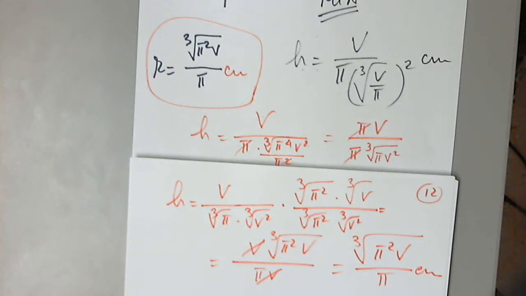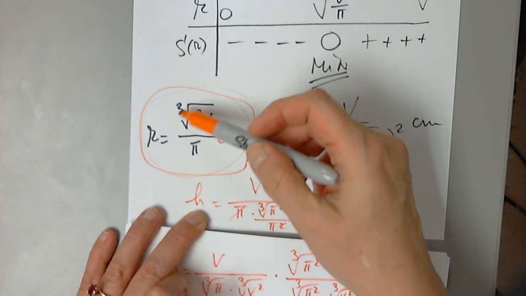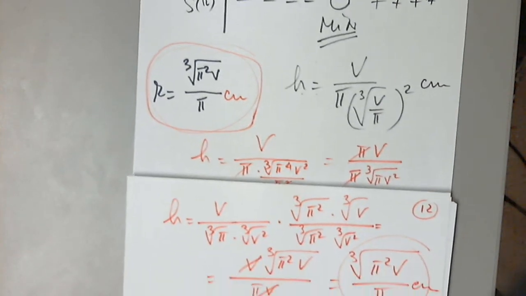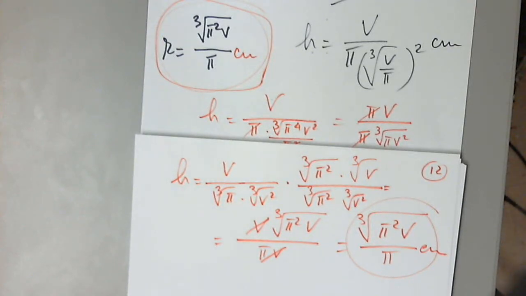How nice. Look at that. Would you have expected that? I would not have. So thank you for asking to simplify it. It was a very good choice. So the minimum cylindrical can has the same radius as height, with the smallest amount of material. Okay.